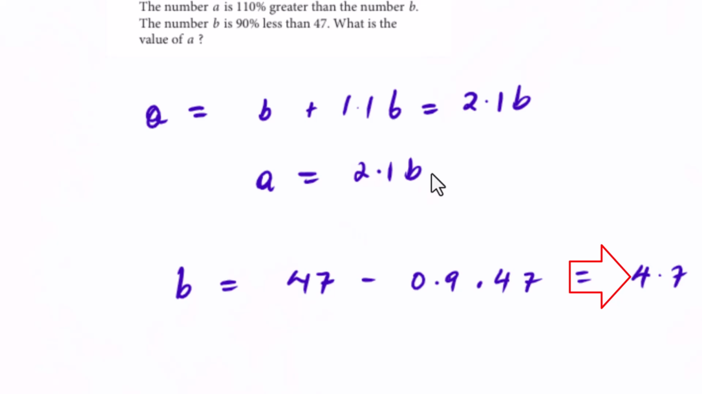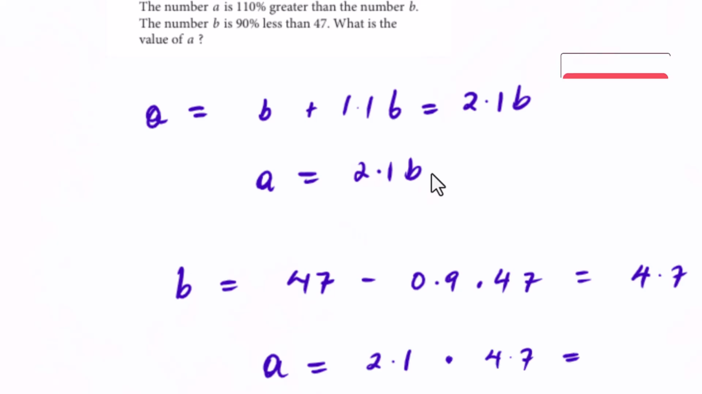Now if my B is 4.7, then my A is then going to be equal to 2.1 times 4.7, and that will simply give me 9.87.